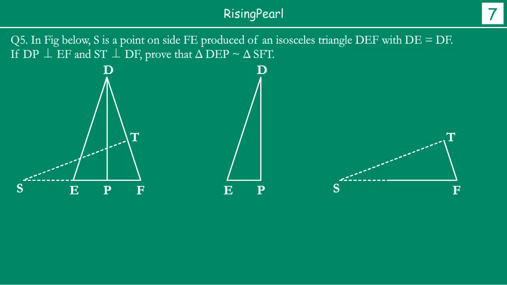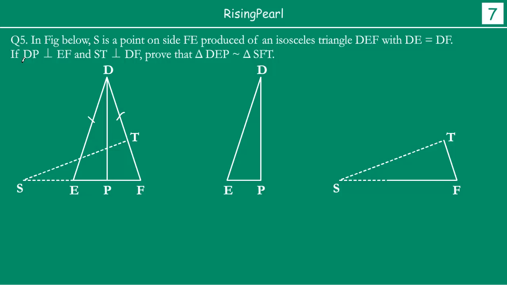In this question, friends, what we have is, in the figure below, S is a point on the side FE produced of an isosceles triangle DEF with DE equal to DF. So we have an isosceles triangle DEF with DE equal to EF. This is given. Now S is a point on side FE. So you extend FE all the way to a certain point S such that DE, this length DE, actually no. S is a point produced of an isosceles triangle, okay, so how far do we have to go?